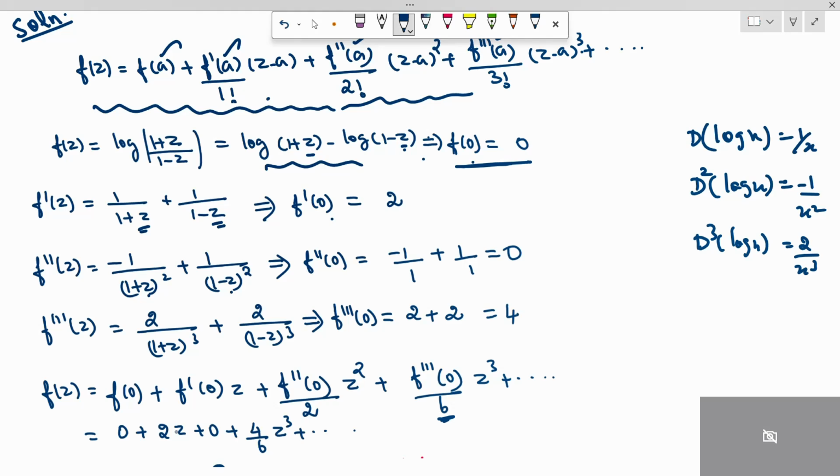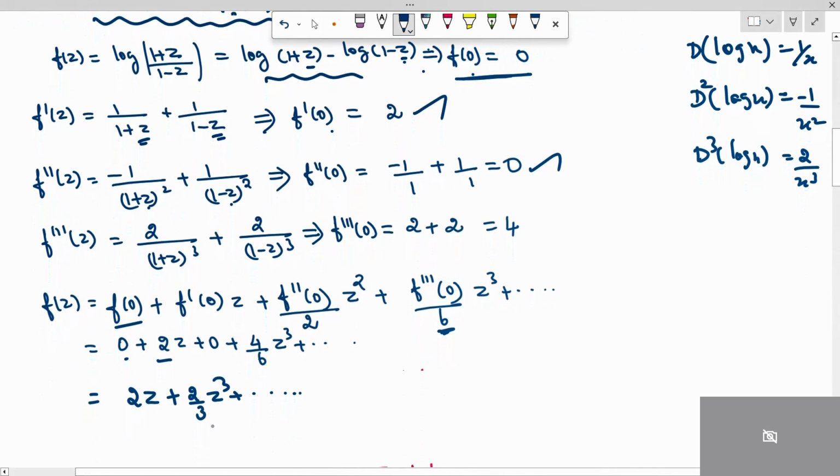Then substitute all the values. f of 0 is 0, f dash of 0 is 2, so we get 2z. f double dash of 0 is 0, and then f triple dash of 0 is 4, so 4 by 6 z cube, plus etc. The first term is 0, so omit it: 2z, plus the second term, which is also 0, plus 4 by 6, which is 2 by 3, into z cube. This is the required Taylor series.